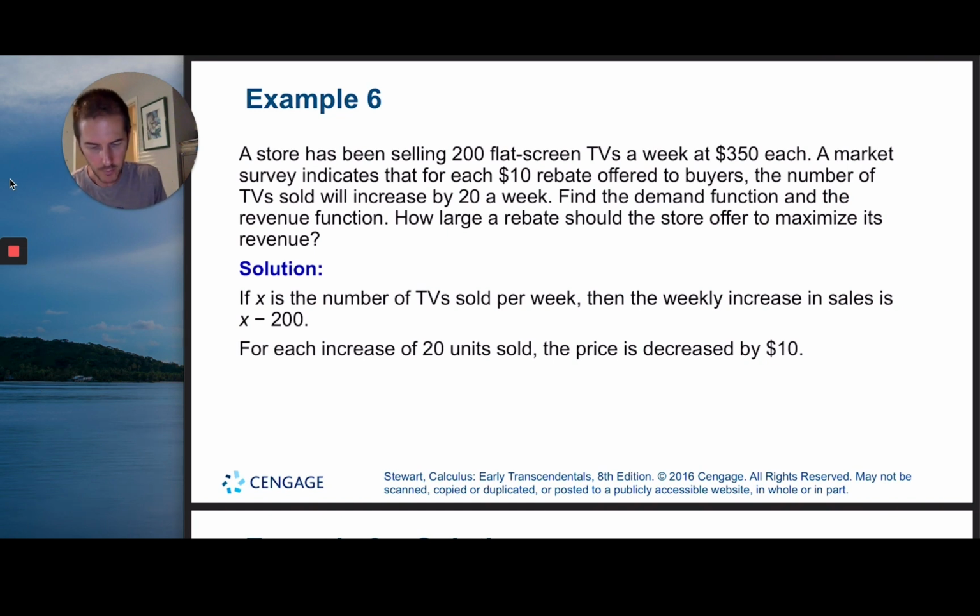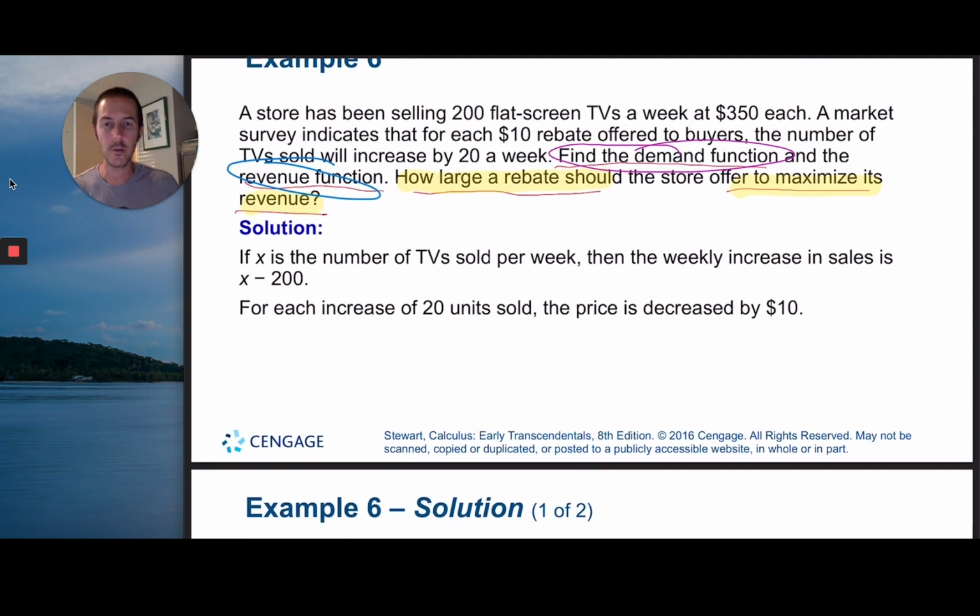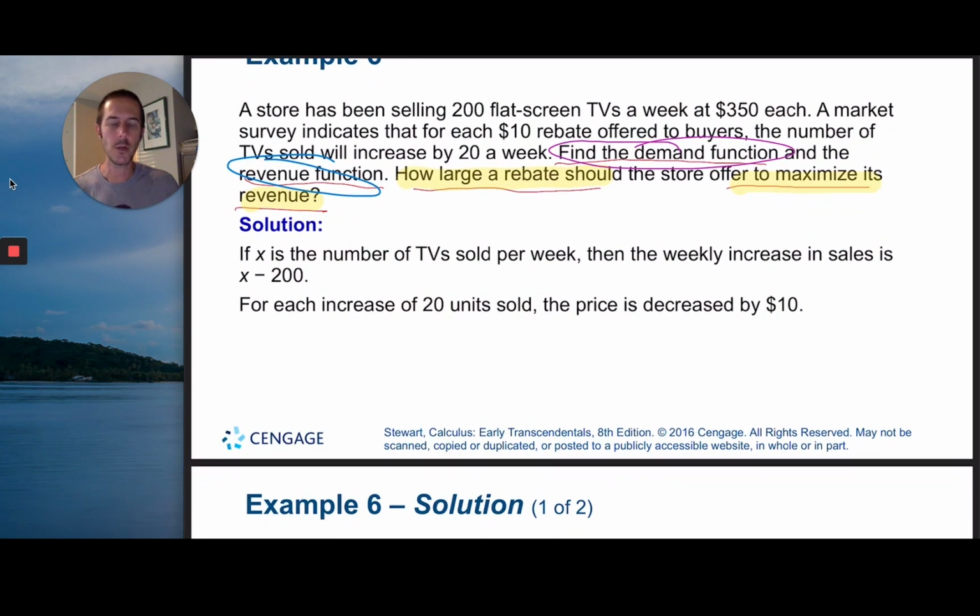So first, find the demand function, then the revenue function, and then determine how large of a rebate in order to maximize revenue. I'm even going to do that in a different color. How large of a rebate in order to maximize revenue. And this was a first question, and this was a second question, and in yellow we've got our third question. Okay, a little sloppy, but you see what I'm trying to do there. I'm trying to highlight what it is we're trying to figure out. The known information, I don't have to highlight that because those are numbers that are up there.